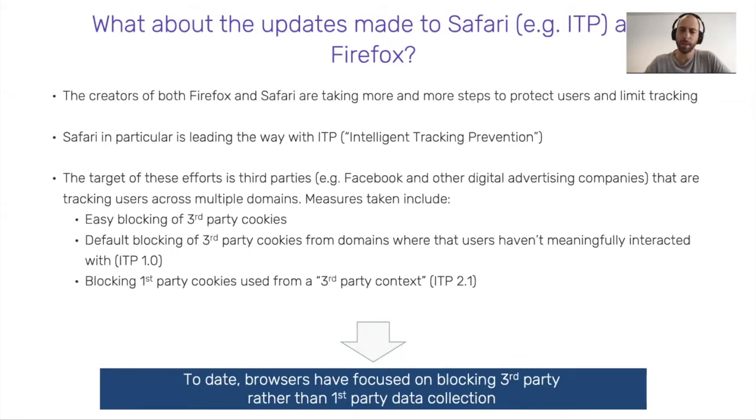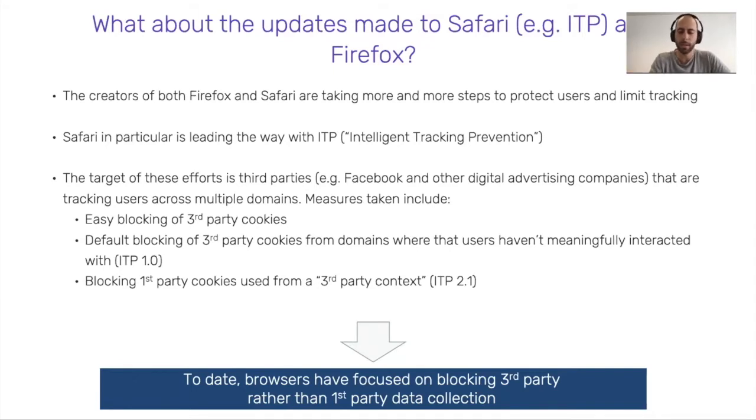With the latest version of ITP, all the way forward through to 2.1, they've gone quite a lot further, and they've blocked first-party cookies used from a third-party context. I'll go into what that means in general, and for Snowplow users specifically, on the next slide.